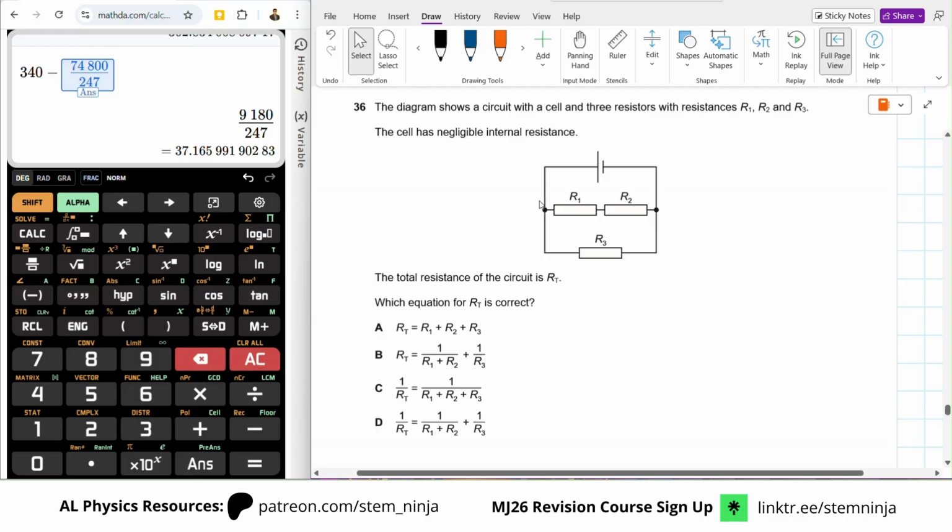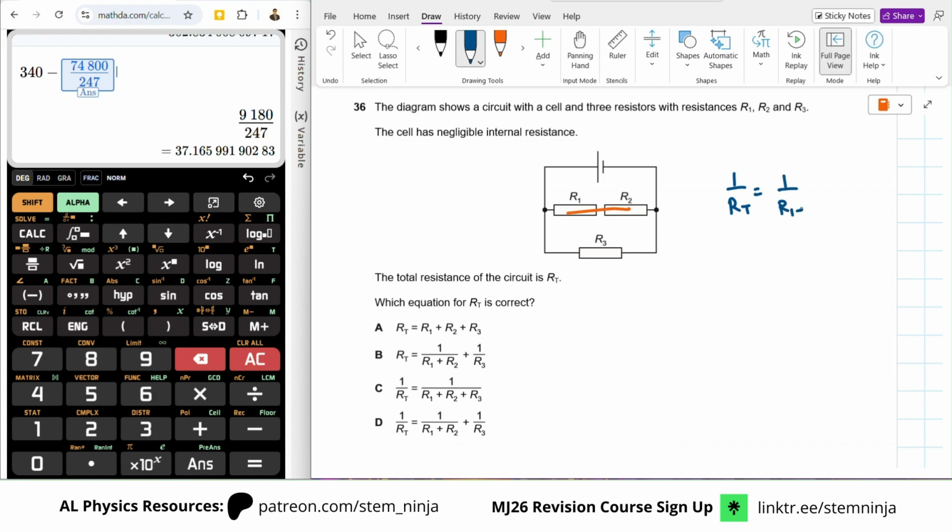The diagram shows a circuit with a cell and 3 resistors with resistances R1, R2, and R3. The cell has negligible internal resistance. What is the total resistance of the circuit? The total resistance of the circuit is RT. Which equation for RT is correct? So this is R1 plus R2. So 1 over RT is 1 over R1 plus R2 plus 1 over R3. No, no, no. This is correct.